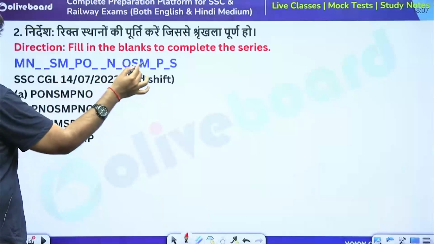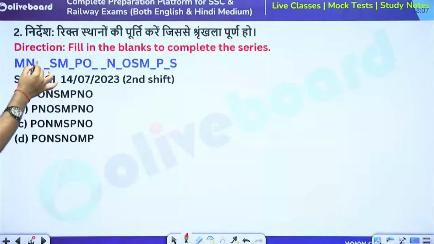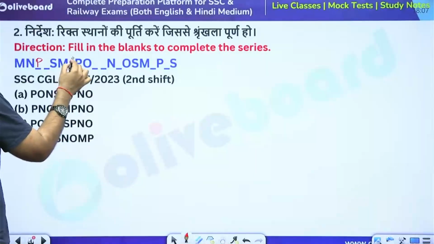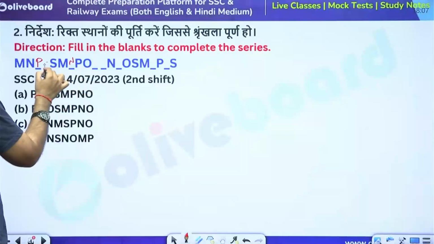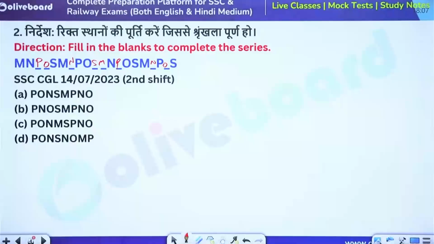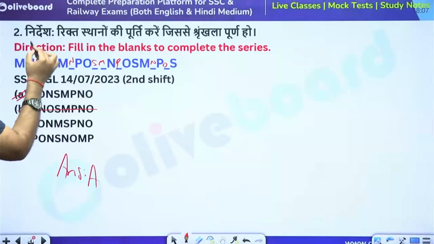M, O, S. Anything which is common? Yes, the first one is P only. So first you can check that also. MNP dash S, M dash P dash S. So we can say MNPOS, MNPOS, MNPOS. Then you will get it immediately. So what is the option here? PONSM. Option A is the right answer. PONSM, PNO. Cool.